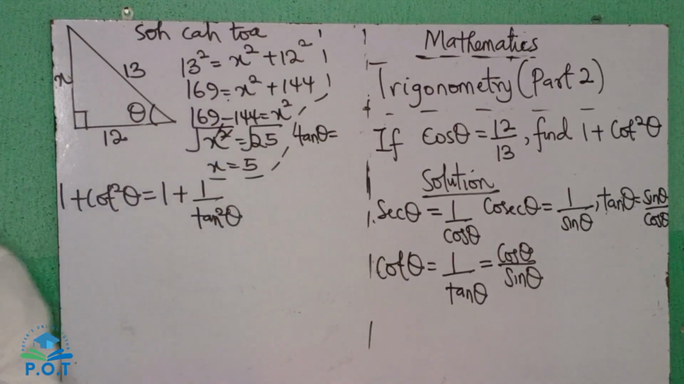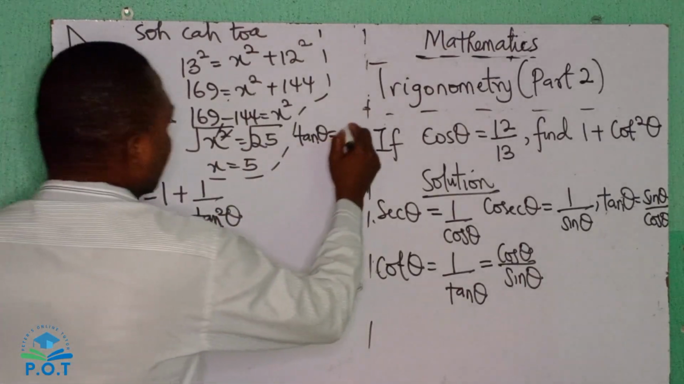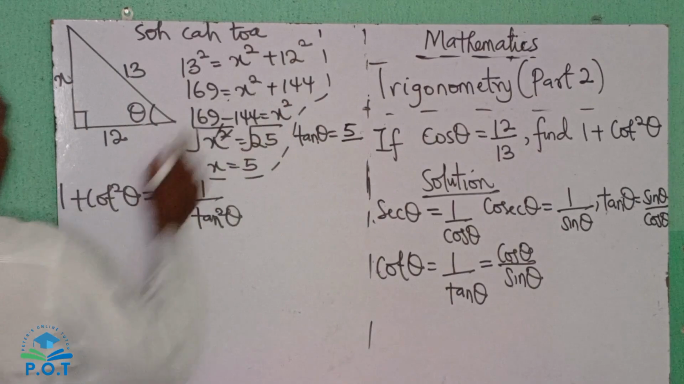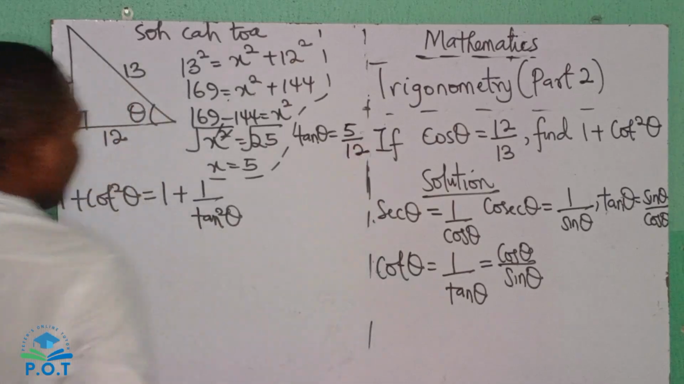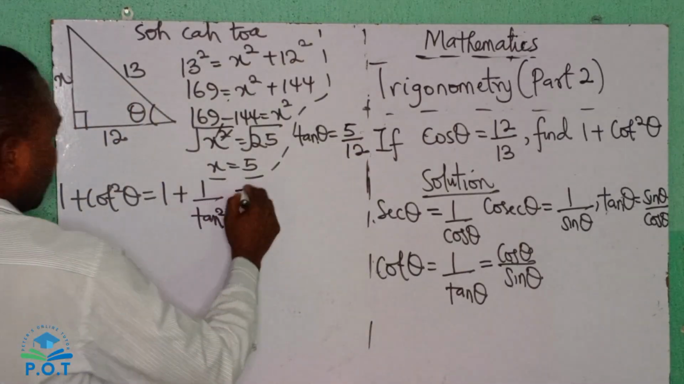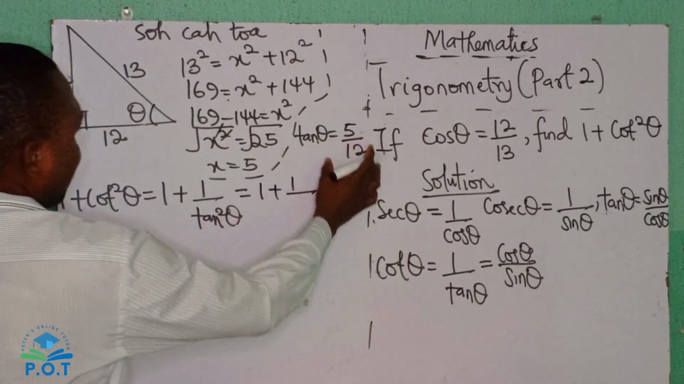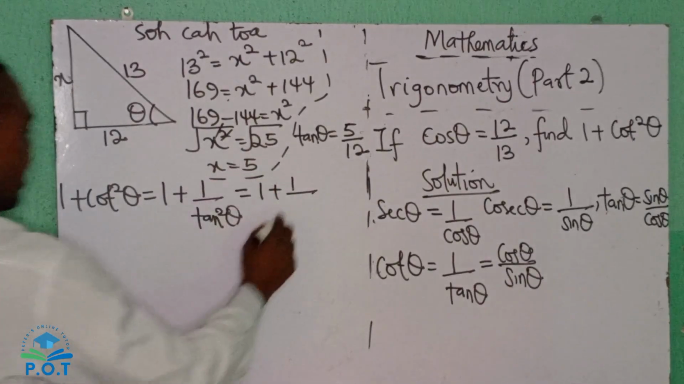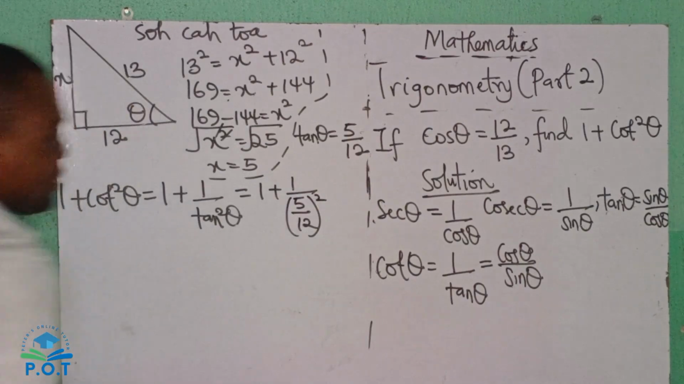Opposite over adjacent. Opposite is x, and our x is 5. Then our adjacent is 12. So 5 over 12. So I'm going to be having 1 plus 1 over tan squared theta, and tan theta is 5 over 12, so tan squared theta becomes 5 over 12 all squared.